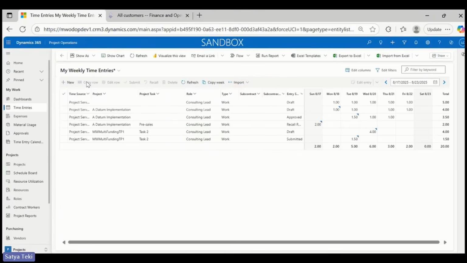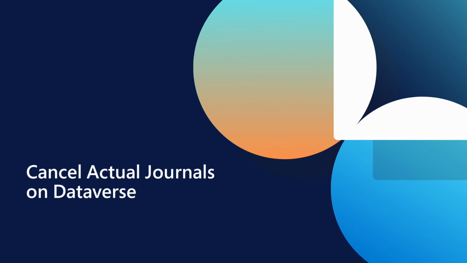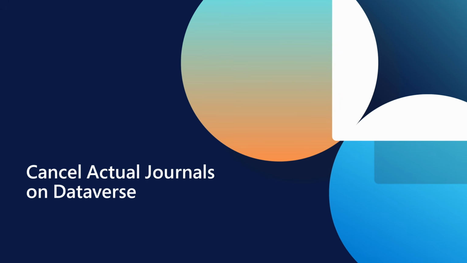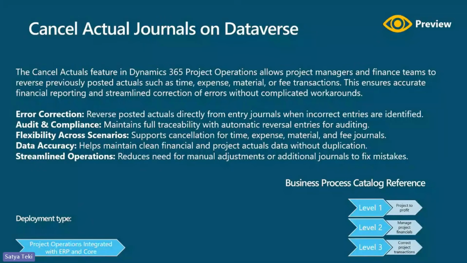Okay, that's the new calendar interface. Now let's go to the next topic, cancel actuals from entry journals. In project operations, you can create actuals in bulk using entry journals, which simplifies tracking of time, expenses, and materials. But if mistakes are made during the creation of entry journals, like wrong amounts or misassigned tasks, you don't need to fix each entry manually.